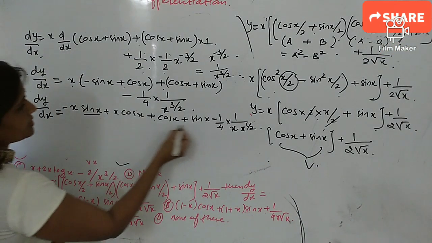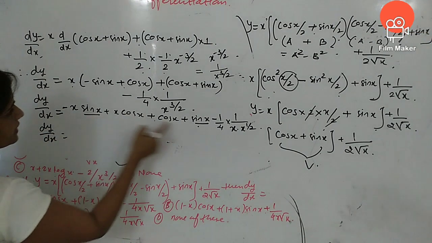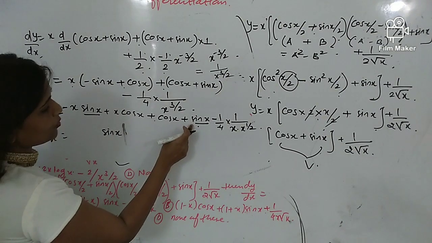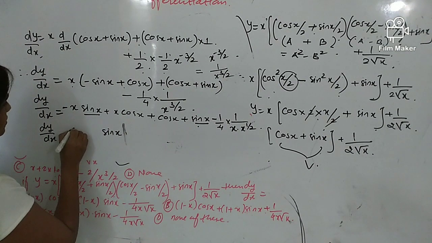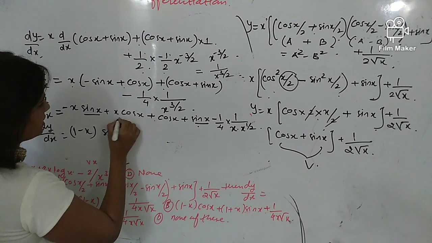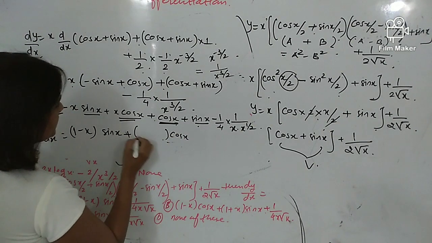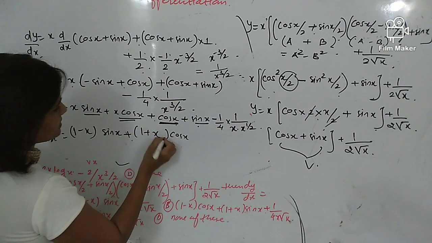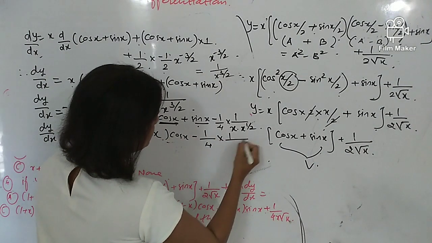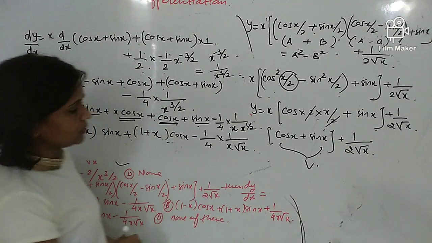So just take the cos x and sin x common. So if I take the sin x common in dy by dx, then what is remaining? Remaining, first write the positive term. So the positive term is 1 and minus x. So 1 minus x into sin x plus, if I take the cos x common, then what is remaining? Remaining is 1 plus x minus 1 by 4 into 1 upon x, and x to the power 1 by 2, I can write this value as root x.